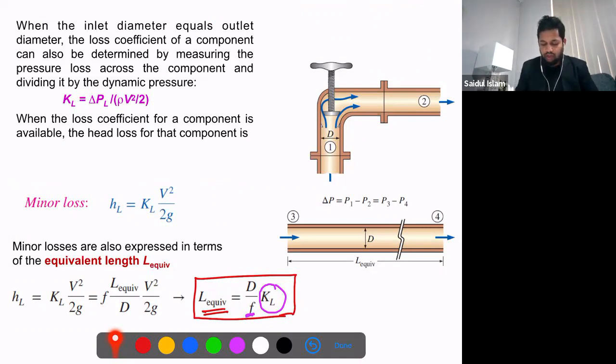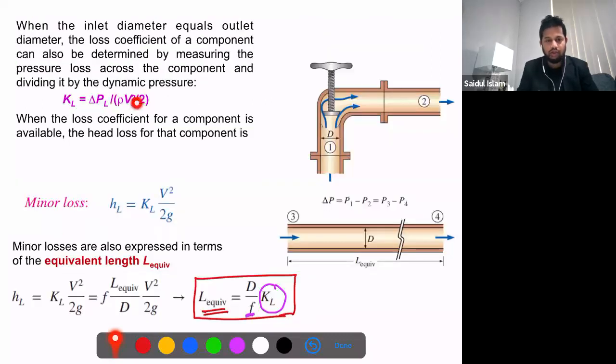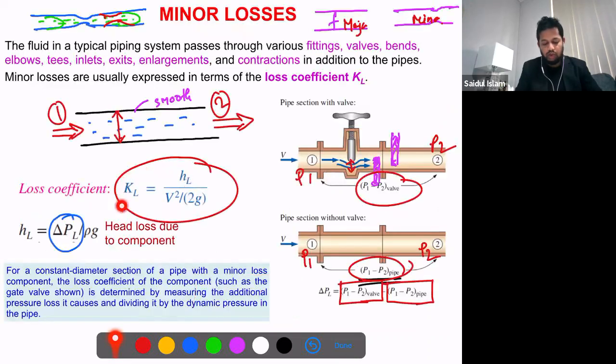If you are confused about why K_L equals delta P_L over rho V squared, you just need to substitute the head loss value here, and then you will get it. And if you further simplify this, then you may get this as well. So forget about that. We are going to use these expressions for the loss coefficient in some cases, and in most cases it will be given in the problem. I can see some comments in the chat.